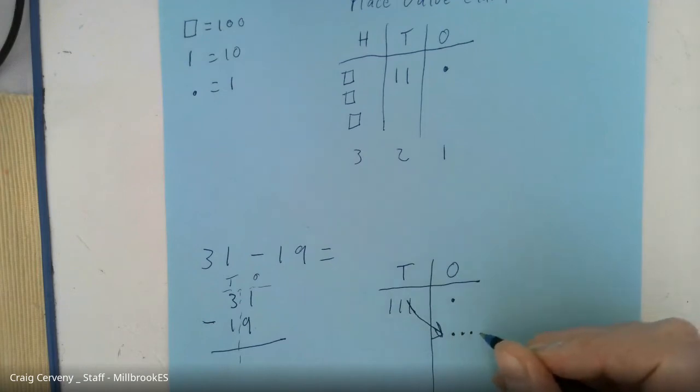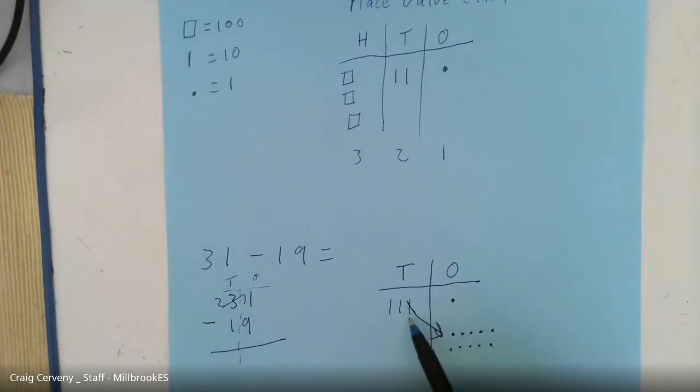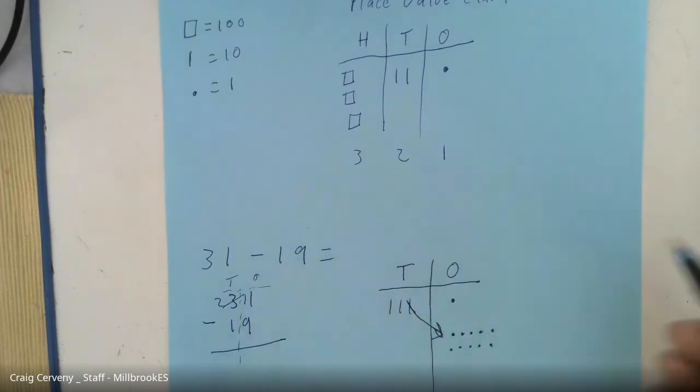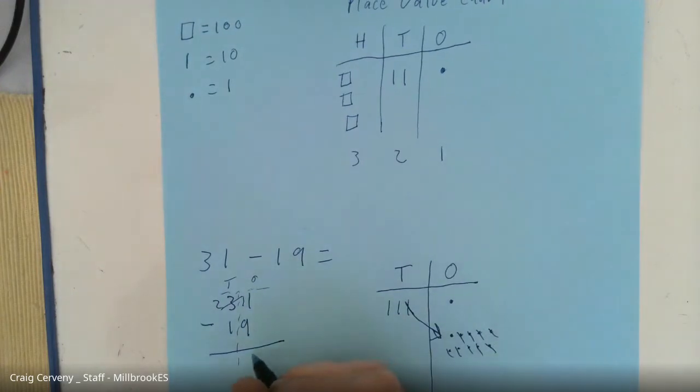Essentially, what we're doing is the old school way of crossing this out, making that a 2 and bringing it over like that. So anyways, we still have 31. It just looks different. We have 2 tens and 11 ones. And we have to take away 9 of them. 1, 2, 3, 4, 5, 6, 7, 8, 9. That leaves us with 2 over here.